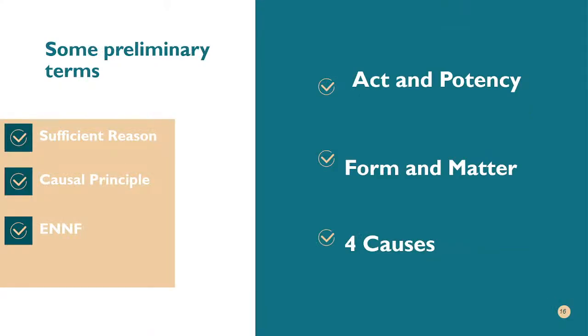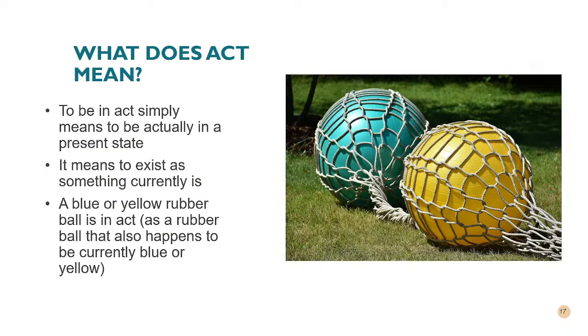And then there are some preliminary terms in order to make sense specifically of Aquinas' 5 proofs for the existence of God, as well as to some extent, the Kalam Cosmological Argument and some other interrelated concepts. We must know what some of these terms mean, namely, what is sufficient reason, the causal principle, the ENNF or ex nihilo principle, act and potency, form and matter, and the 4 causes. So what does it mean to be in act?